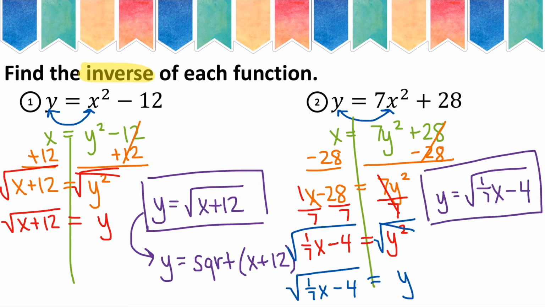Now to type this in the computer, what you will need to type is y equals SQRT parenthesis 1/7 x minus 4 parenthesis.